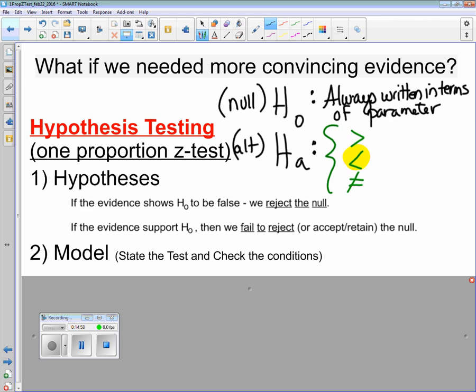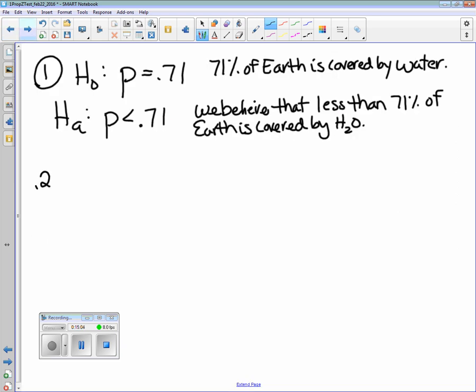What's the only test we know how to do right now? What did I call it at the beginning of the period? The one proportion z-test. So we're going to name it. There we are. We've named it. One proportion z-test. It has the same conditions as the confidence interval that we did. So we have 3 of them. Let's go with what they are.